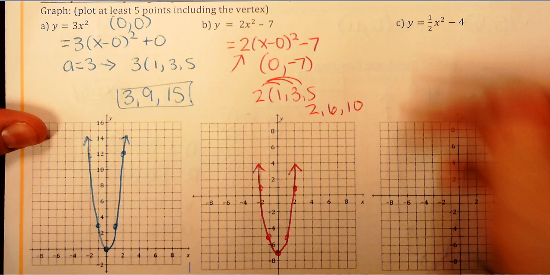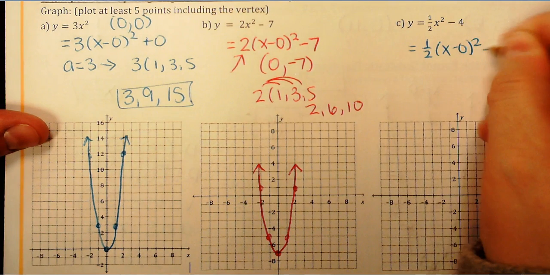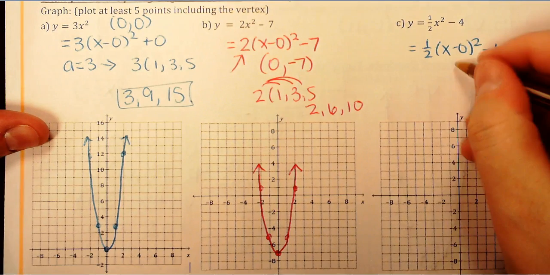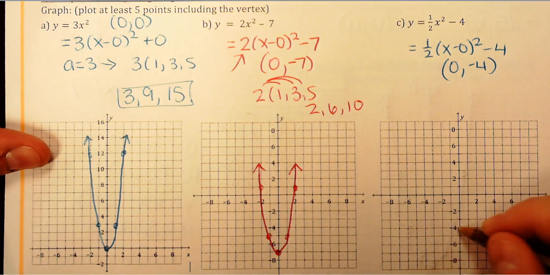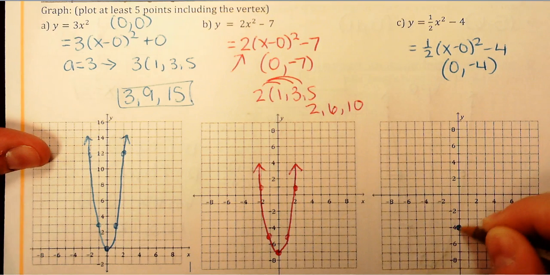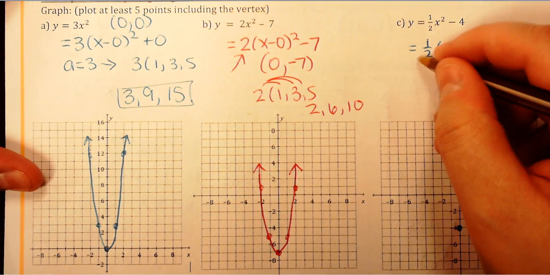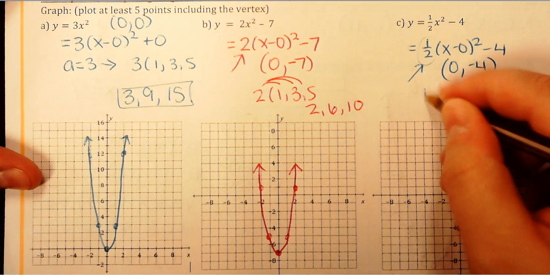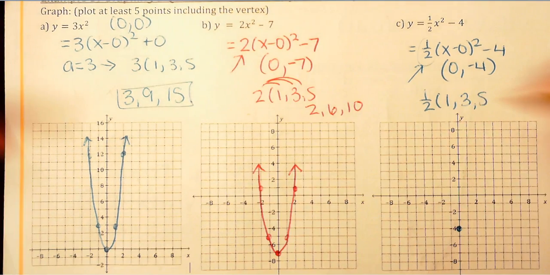Alright, and I've got one more. Let me write this in vertex form here real quick. So 1/2 x squared, opposite copy. This is going to be my vertex. And for this one, this is always tricky for people, so let me explain this one real quick. So my a value is 1/2. So this is going to work the same way times the 1, 3, 5.